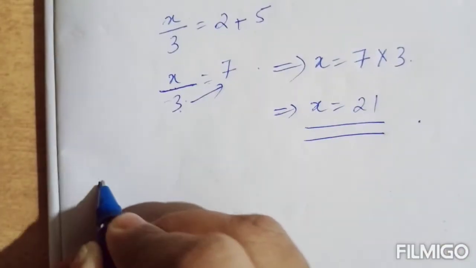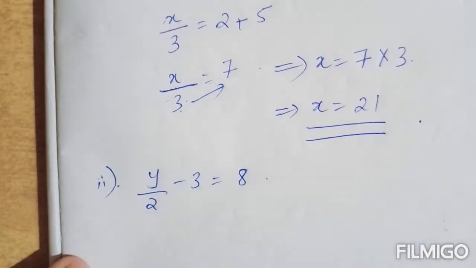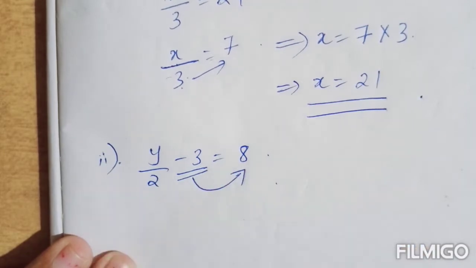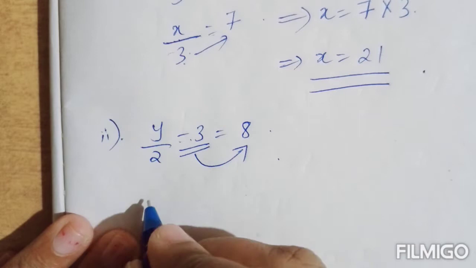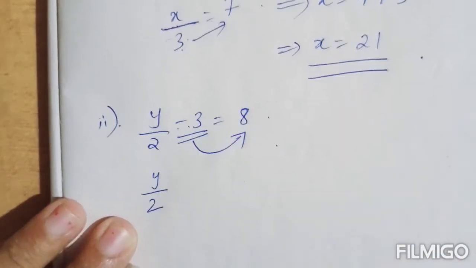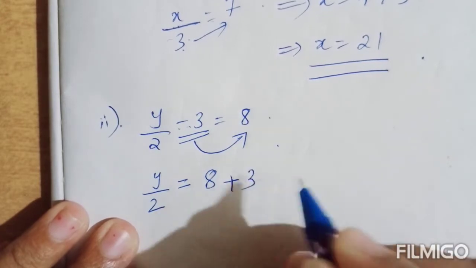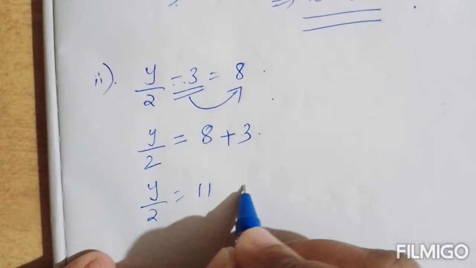Okay, second one, y by 2 minus 3 equal to 8. So first let us take this minus 3 to the other side. So a negative term on taking to the other side will be positive. So how you will get: y by 2 equal to 8 plus 3. That is y by 2 equal to 8 plus 3, it is 11.